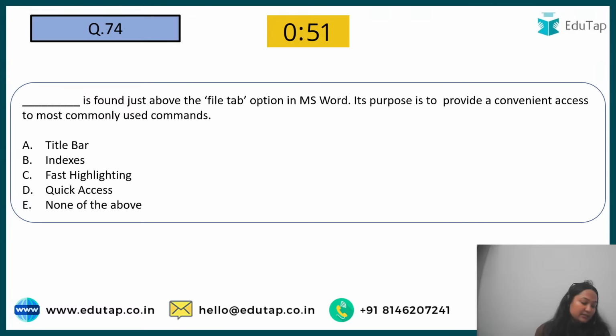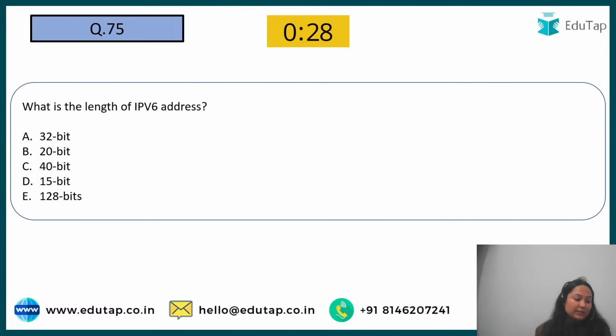Okay, so option number D will be the correct answer. The Quick Access is the correct answer for the 74th. If there is any confusion, I am repeating, please students let me know. I thought it was an easy one, that is why I have not added the screenshot of Word, otherwise I would have. If required, just let me know very quickly. In the meantime, I am moving toward the next question.